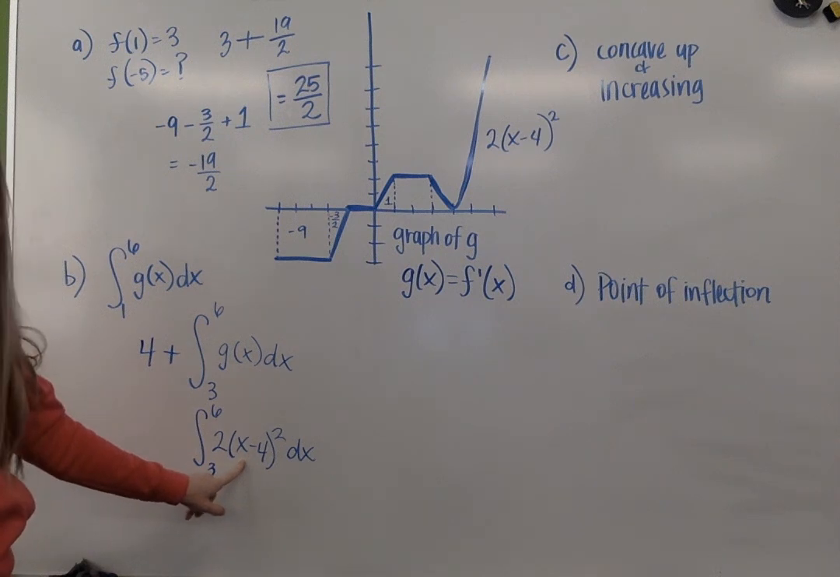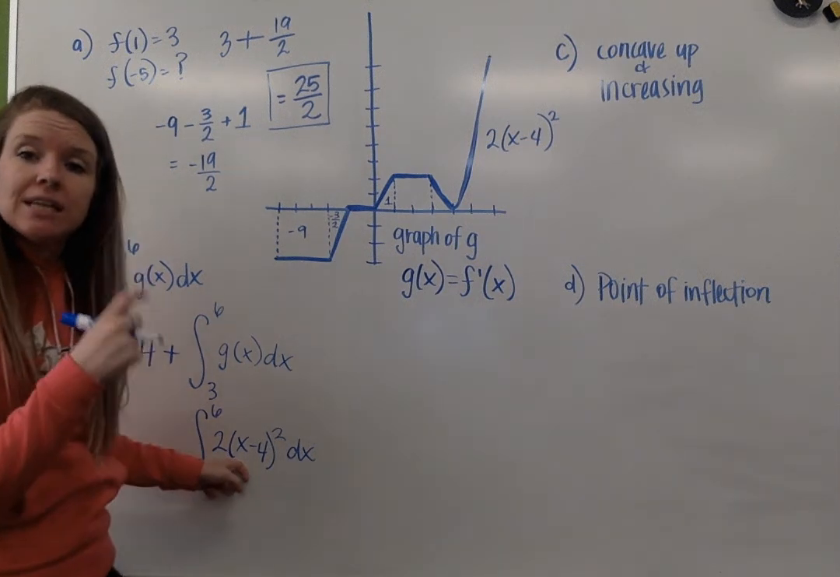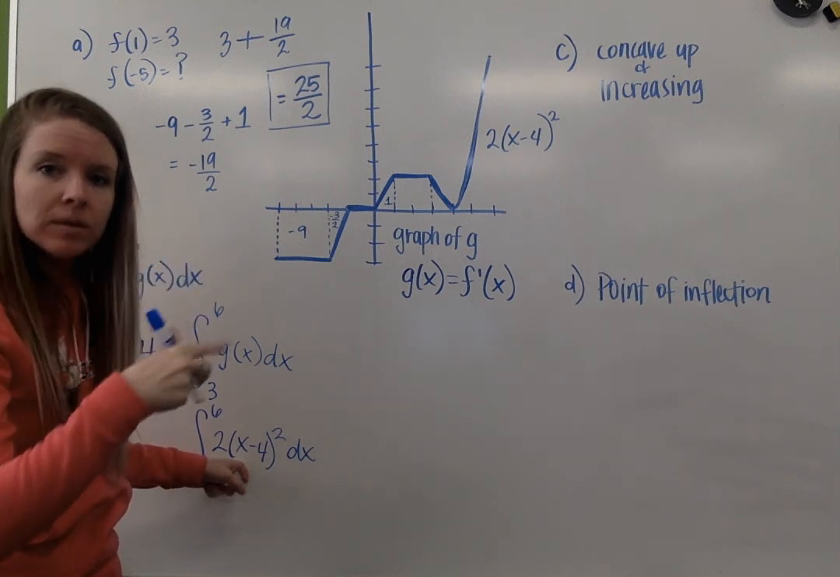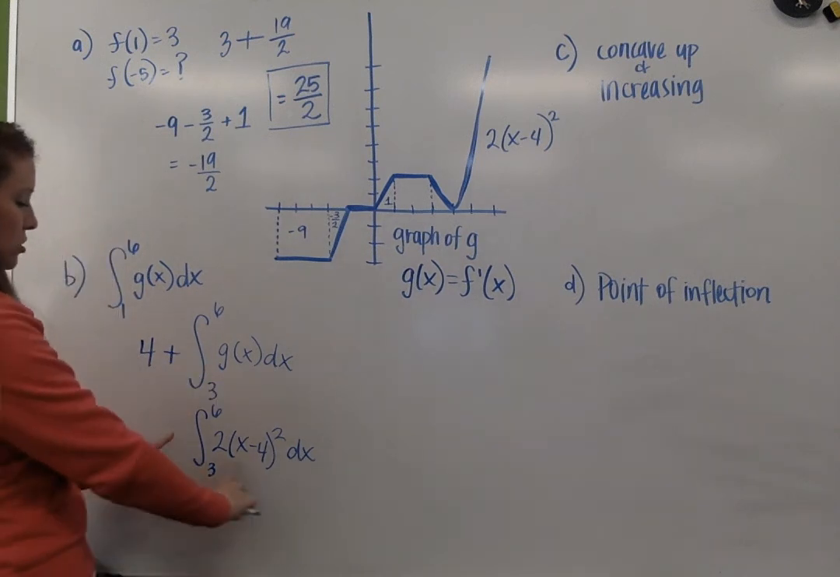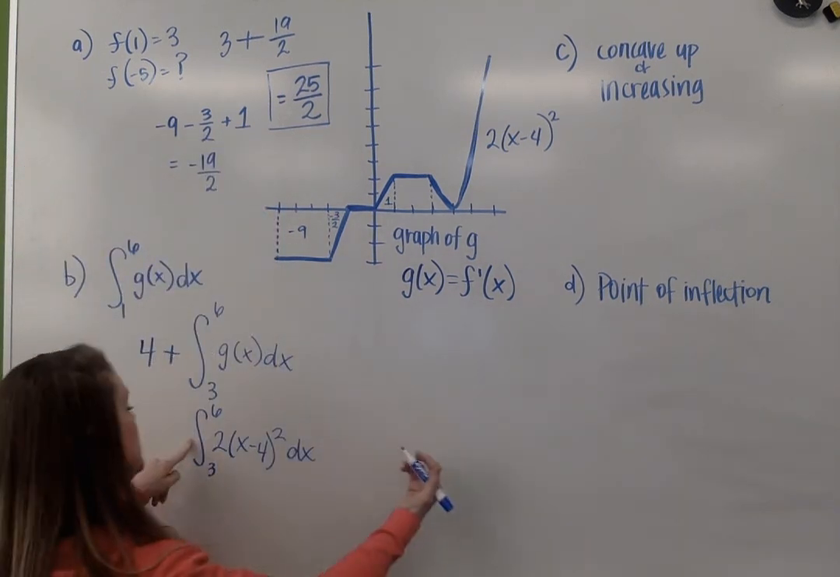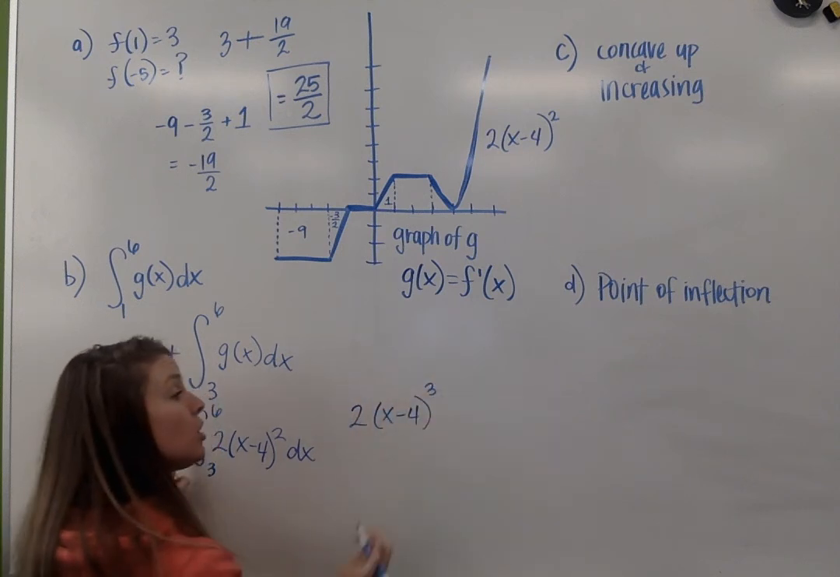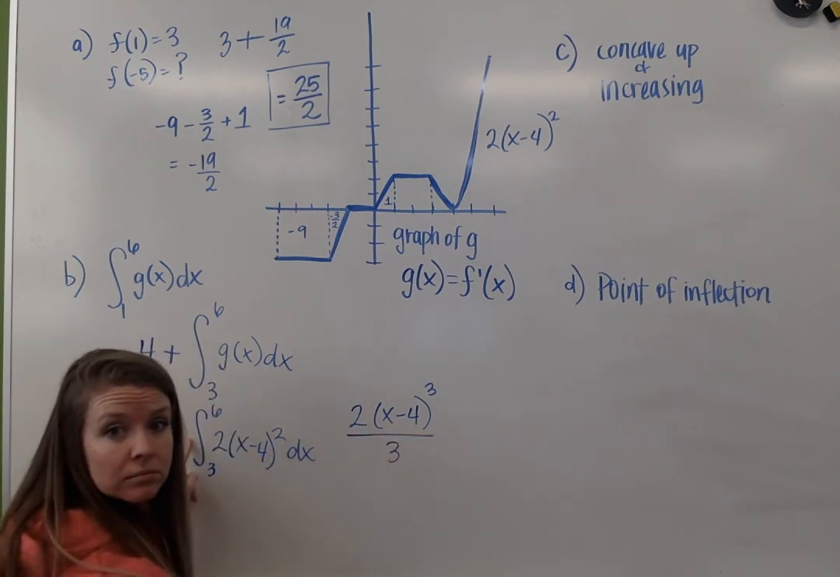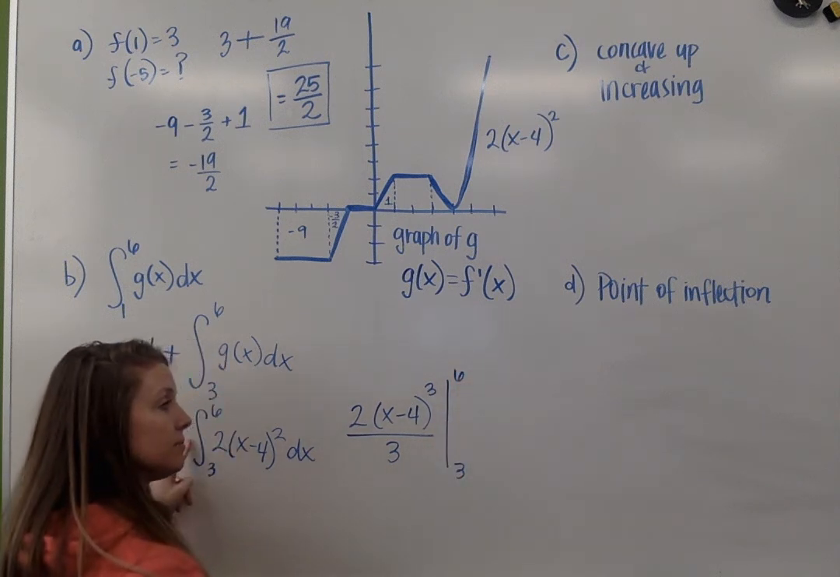You could FOIL this out and then antiderive, but because the function inside is just an x minus 4, what's the derivative of x minus 4? 1. So our chain rule is nice and simple, so we can go ahead and just integrate as is. Antiderivative: we're going to have 2 times (x minus 4) cubed, add 1, divide by the new power. And we're going to evaluate that from 3 to 6.